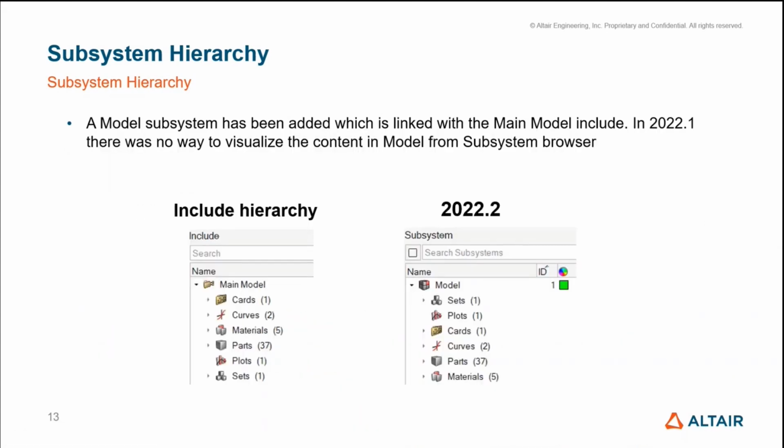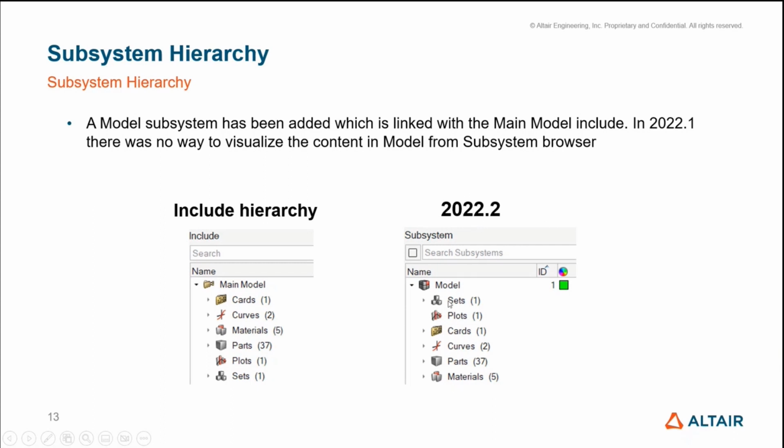We have also added a model subsystem. So again, we used to show subsystems where each subsystem you created was related to an include file, but there was never a subsystem for the main model. And so when you were looking from subsystem browser at your model content, you could never see what was left over in main model. So now we have a model folder that contains the same content as the main model include. This comes at the top of the hierarchy and all of the content is listed, and then all of your subsystems are listed after.